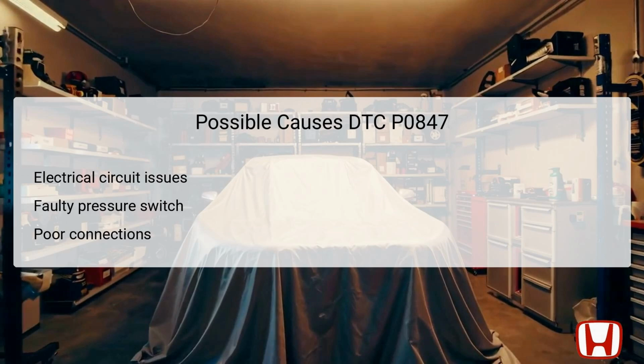Additionally, poor connections and loose terminals between the pressure switch and the PCM can diminish the reliability of the electrical signal, leading to failure detection. Diagnosing these potential failure sources involves checking for continuity and ensuring that connections are secure and corrosion-free, which are paramount to maintaining proper electrical function. Each of these components must be ruled out methodically to pinpoint the underlying issue responsible for the DTC.